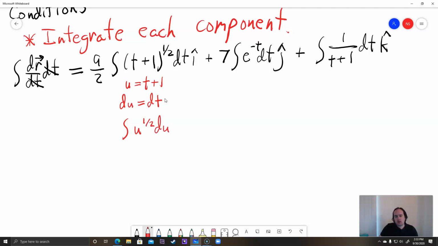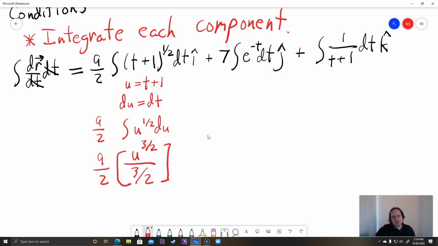Now remember, for integrals, the power rule is you add 1 to the exponent and then you divide by the new exponent. So it's going to be u to the 1/2 plus 1, so that's u to the 3/2. Then we divide by this new exponent, so it's u to the 3/2 divided by 3/2. And don't forget, we still have a 9/2 out front. I got lazy and stopped writing it. Okay, so there's still a 9/2 out front.